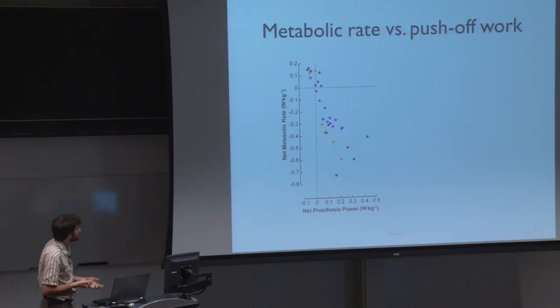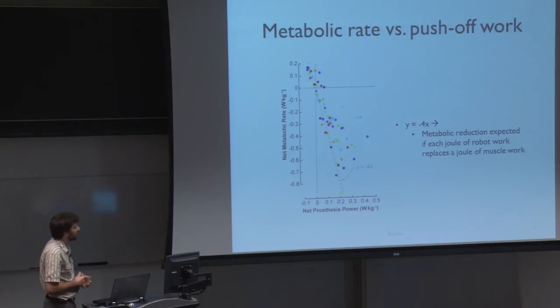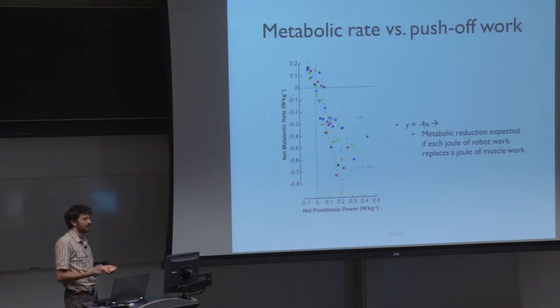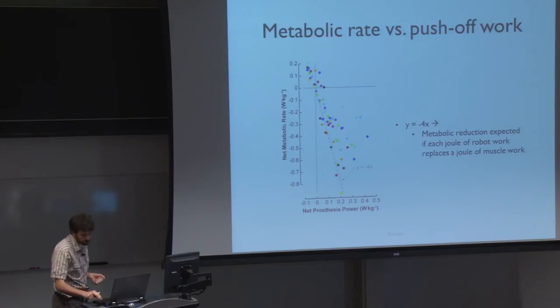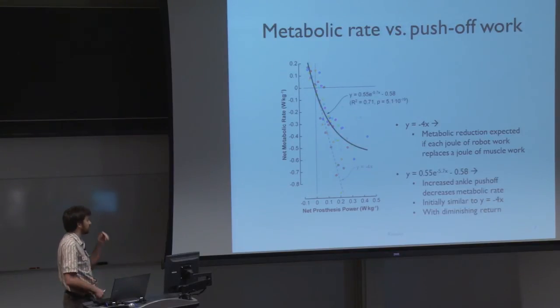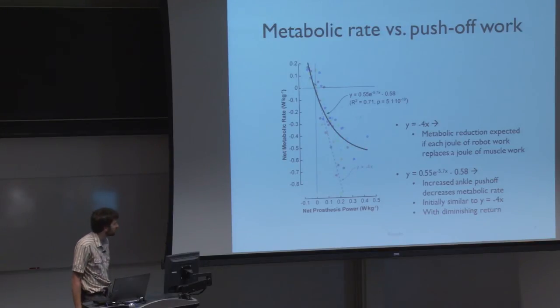So here's the data for our 10 subjects. The relationship that we expect if robot work replaces muscle work 1-to-1 is a slope of -4. We fit our data with an exponential curve, and in this range we're close to that -4 slope. Then as you get into really big levels of push-off work, the data starts to fan out, and you see diminishing returns.